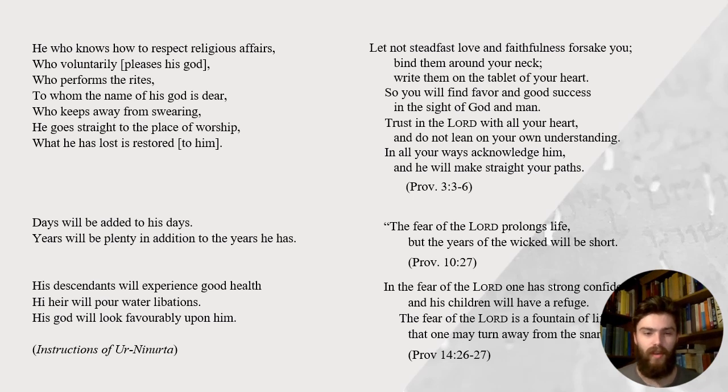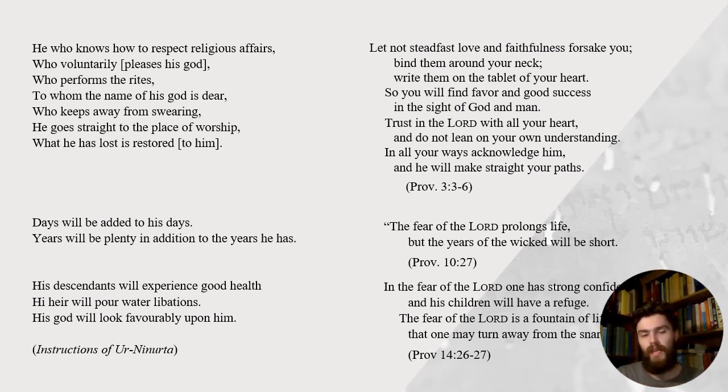And just as the Ernenöter inscription says, the one who sticks to this will be blessed. It's the same in Proverbs 3. This blessing will be shown in the ways that days will be added and years will be plenty. See in Proverbs 10 that the fear of the Lord prolongs life, but the years of the wicked will be short. We also see that in Deuteronomy that God says that if you obey my laws, it will go well with you and you will live a long life in the land that I am giving you.